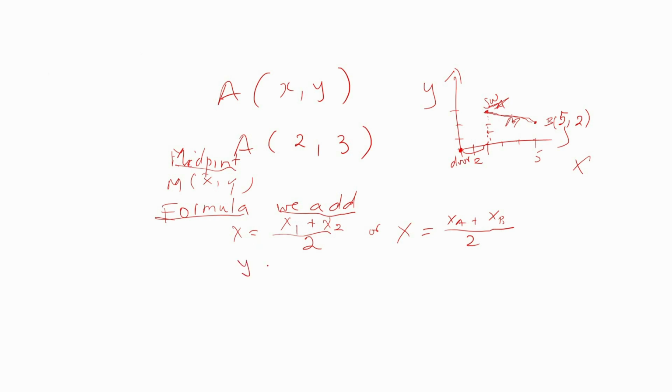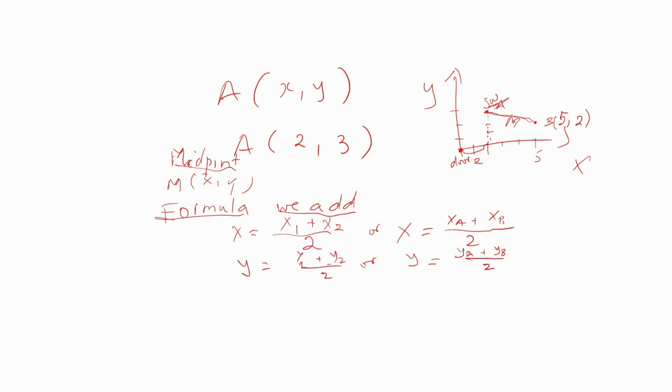And the coordinates of M are unknown. Mathematically, we better use x, y for unknown. These are unknown, when the two points here, A and B, their coordinates are known. Now, the formula that we will use for midpoint: we add. That is what you have to take in your mind. We add, and then we take a half.